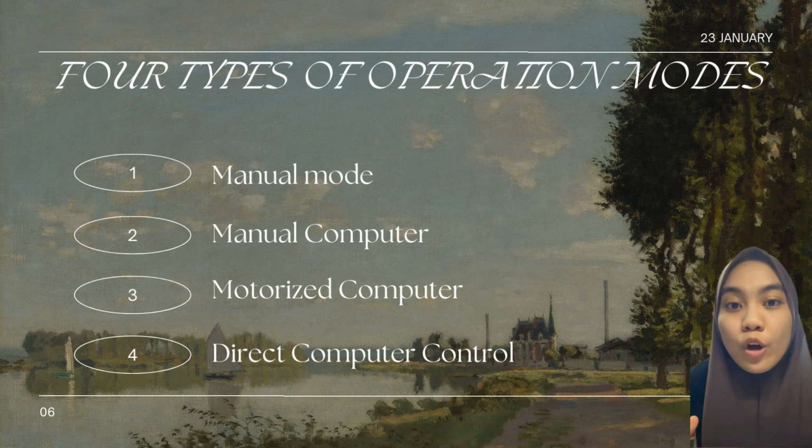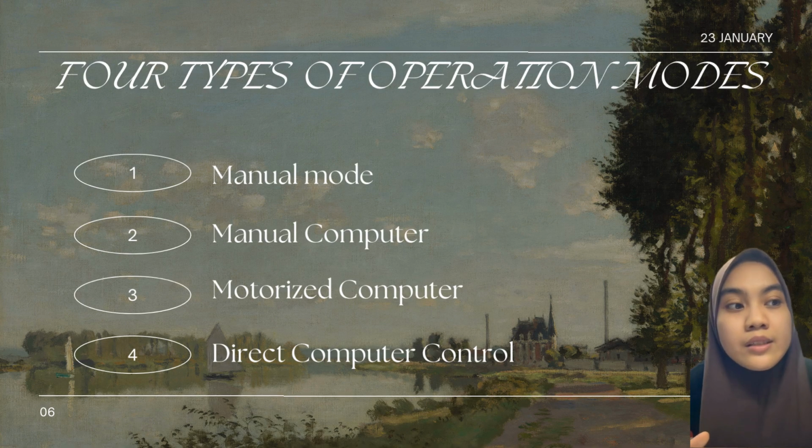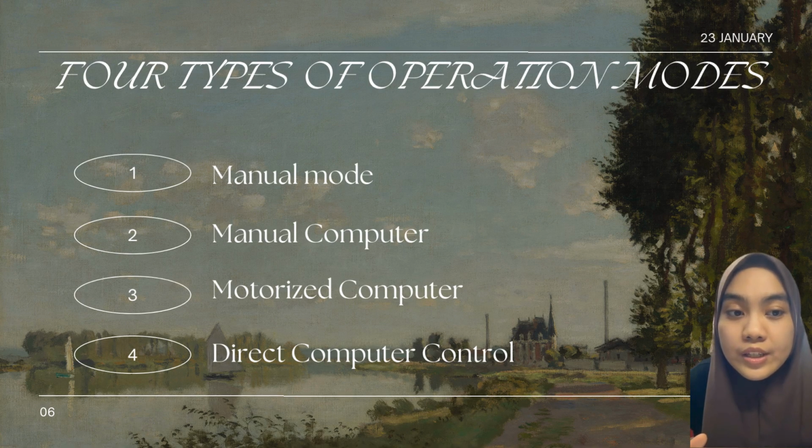First is manual mode, where the operator controls the machine completely by hand. The probe is moved manually along the X, Y and Z axes to measure the workpiece. Second is manual computer assisted mode. In this mode, the operator still moves the probe manually, but the computer gives digital readings, instructions and automatic calculation. The third is motorized computer assisted mode, where the machine movement is controlled by a joystick or control panel. Lastly, direct computer control, or DCC mode, is fully automated. The machine follows a pre-programmed path, collects data automatically and generates inspection results without human intervention.